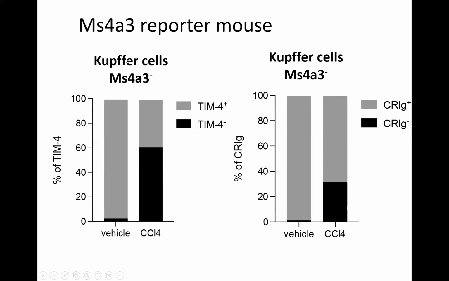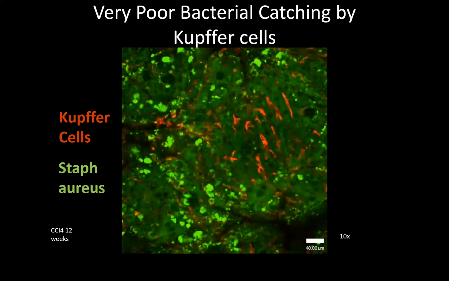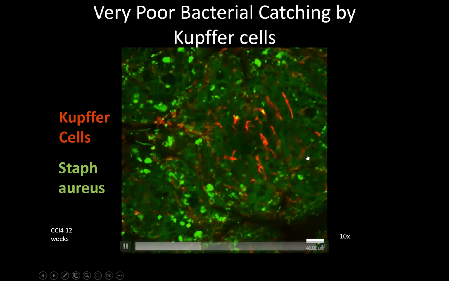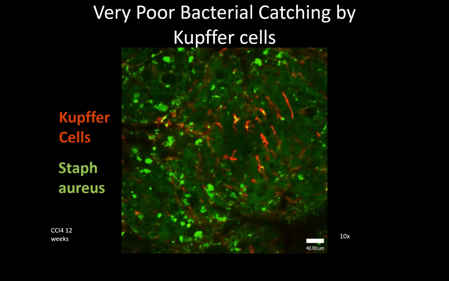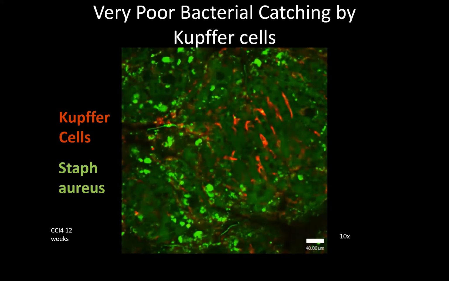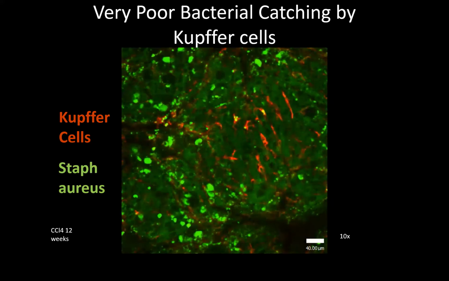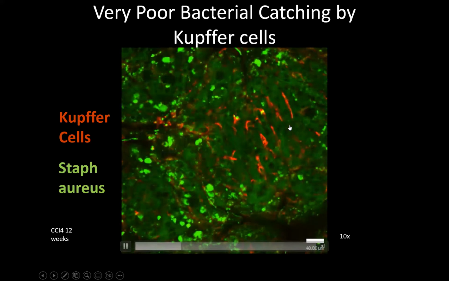So here it is here. The Kupffer cells that did not come from monocytes, they lose TIM4, they lose Clec4F, so they're losing their identity. Now, if you look at them, these cells are no longer very good at catching bacteria. And so you have this system that evolves in response to the environment where the identity is lost and the function of these cells is also lost.